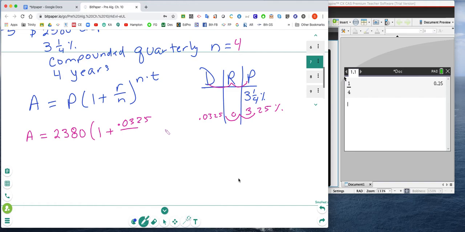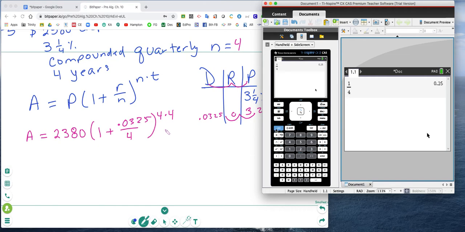Our N is 4 because it's compounded quarterly, parentheses. We put our N in again, 4 times, and we're compounding for 4 years, so we're going to put that 4 in there. Notice that I have my formula, my substitution step, and now I'm going to go over to my calculator and figure out what the account balance actually is.